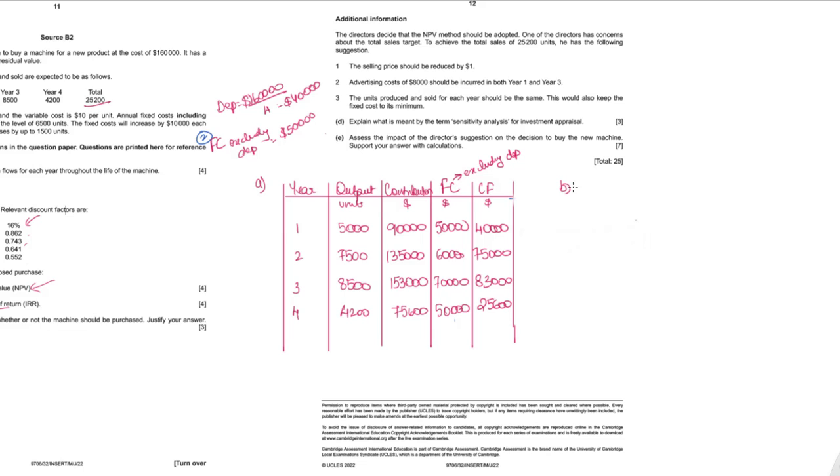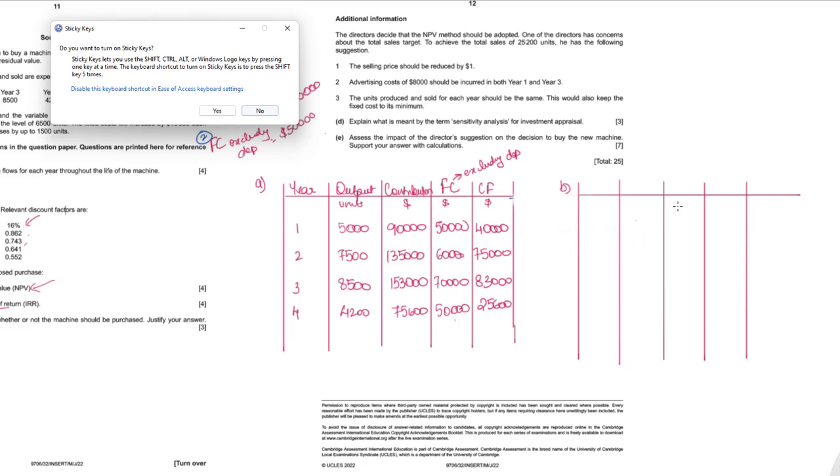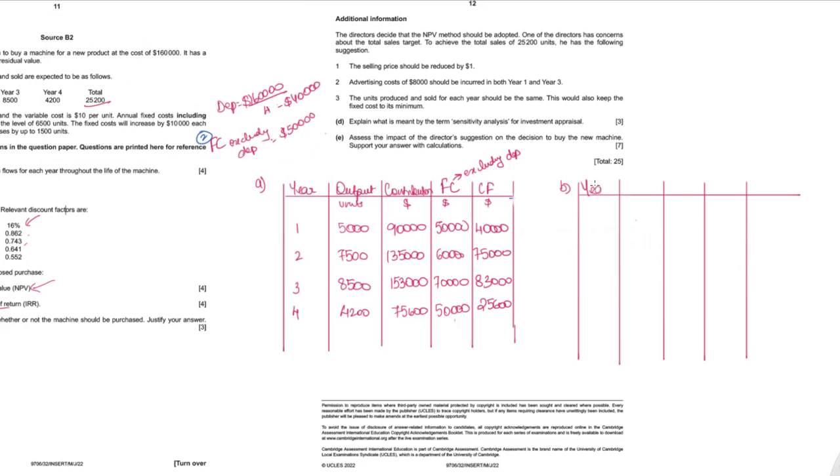Part B. One column for cash flow, then discounting factor, then present value. So year, cash flow, discounting factor at 10%, and present value of the cash flows. So 0, 1, 2, 3, 4.